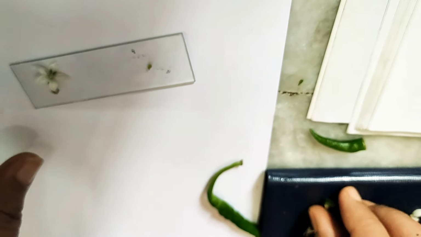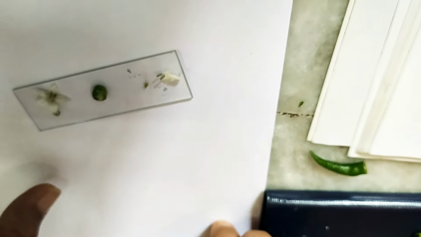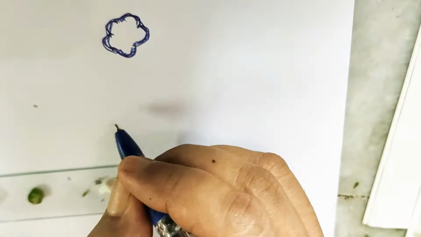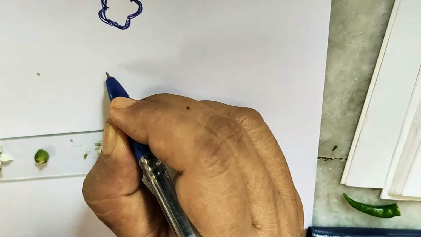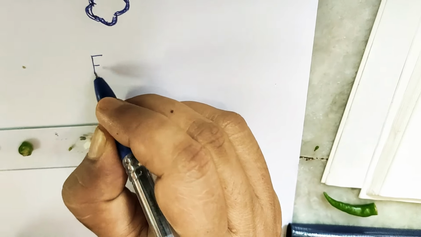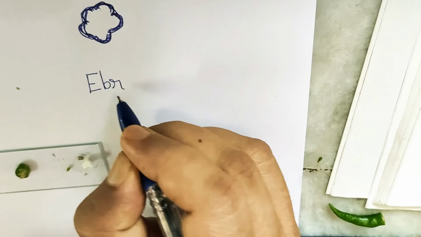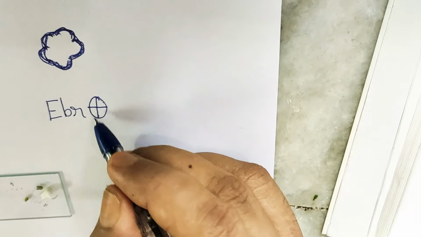Okay, this is the ovule, this is the arrangement of the stamens and petals, and of course at the end you have to write the floral formula. So for the floral formula, there is a rule. You have to write whether bract is present or not. Bract is a kind of leaf-like extension at the bottom of the flower, but in this case it is not there, so you will be writing EBR. EBR means ebracteate.